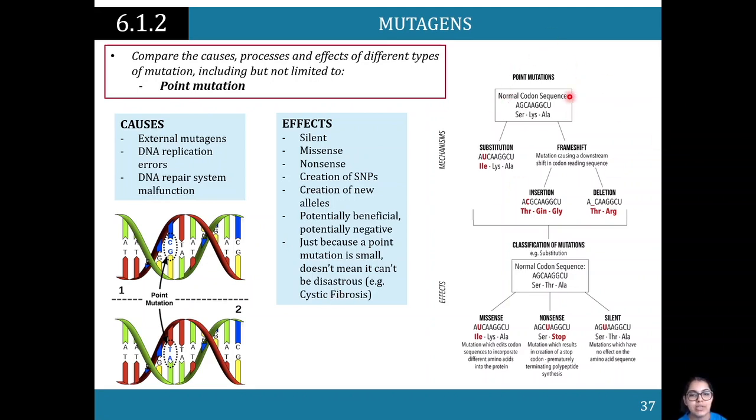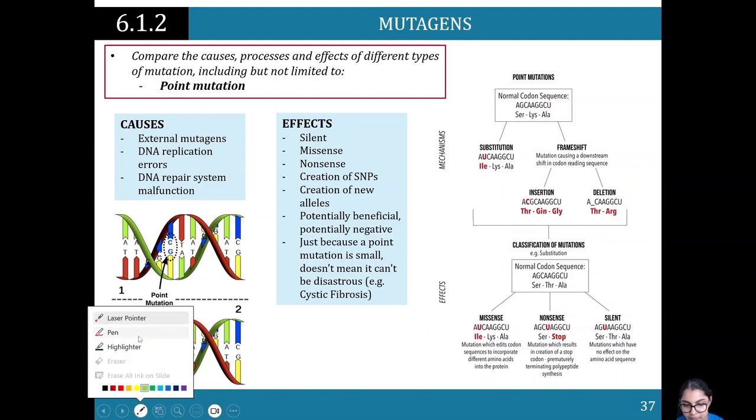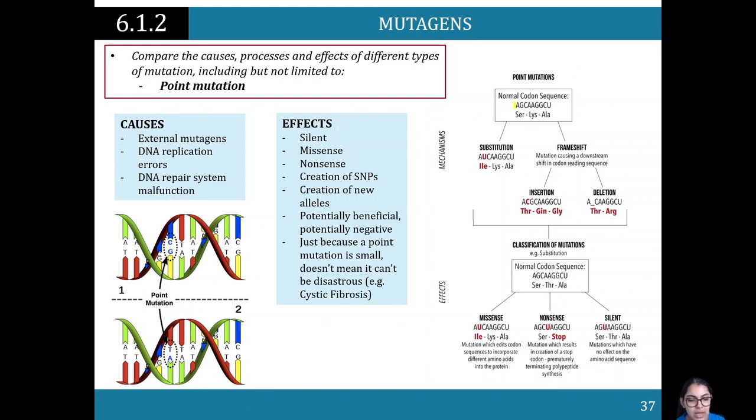So here we have point mutation, an example of what actually happens. This is the mechanism, and this is the effect right there. So essentially what happens is that in point mutations, this is a normal codon sequence, right? So we've got, let me use a highlighter. Okay, so we've got AGC, we've got AAG, and GCU. We've got three specific sequences right there, and it produces these proteins, right? So these specific amino acids, which will then join together through peptide bonds, lead to a polypeptide chain, and form proteins.